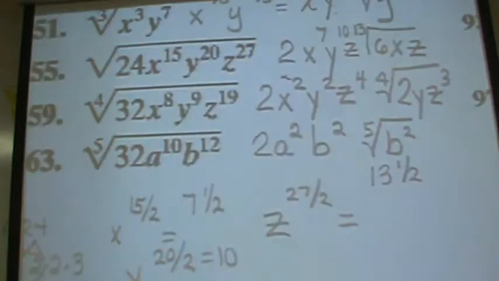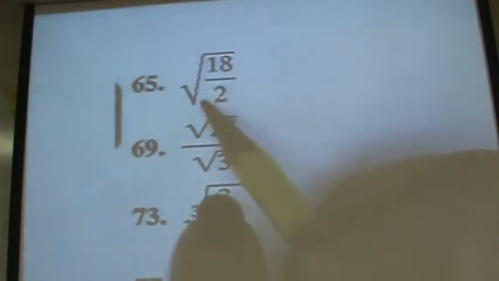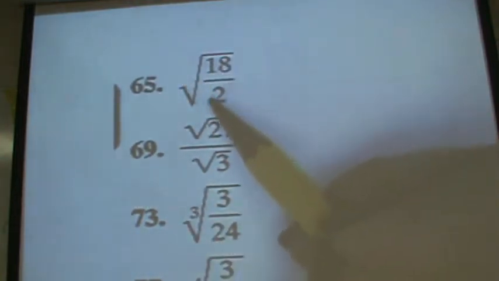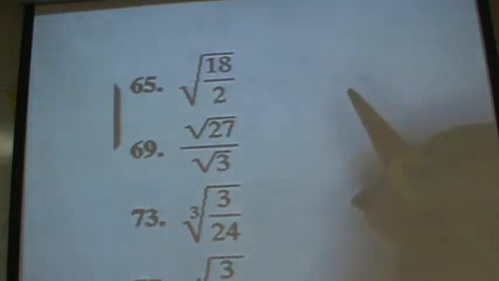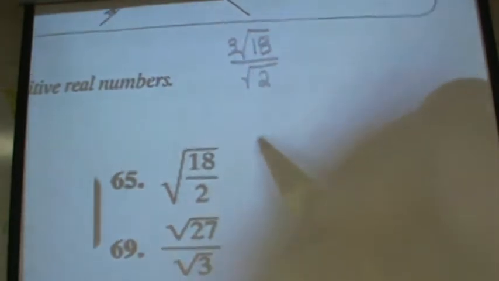Okay, now the next side are all division. If you can divide, if the indexes are the same, if they're both underneath the same index, then you can cancel. You can't cancel if you had something like, what's the cube root of 18 over the square root of 2? You don't have the right to cancel these two. This is a 3, this is a 2 index.